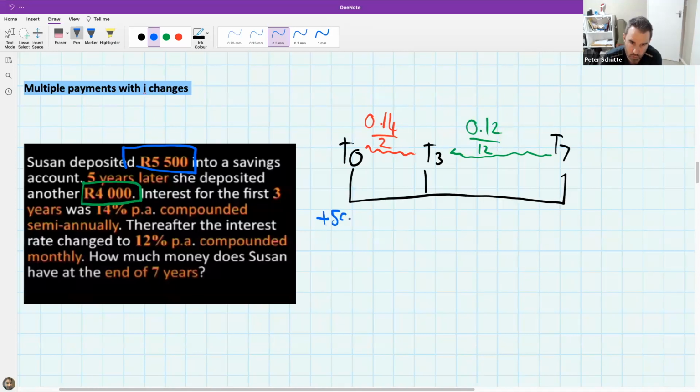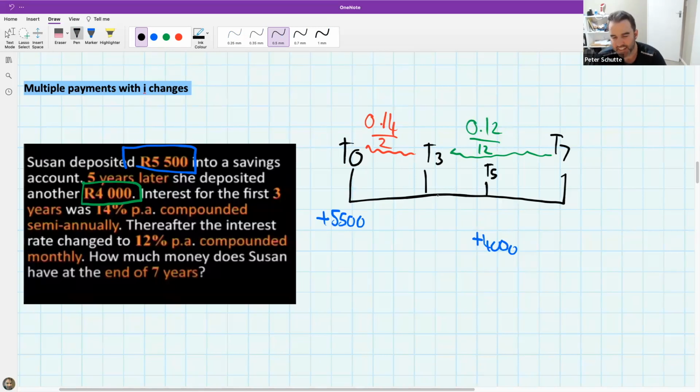And so what I'm going to do is I'm going to say plus 5,500. And that amount has to grow for all 7 years. But then below that, not in the same line, where does it say? 5 years later, she deposits. So in line with roughly where T5 would be, I'm going to put a plus 4,000 because that's when it's being added. And I'm going to put above it a T5.